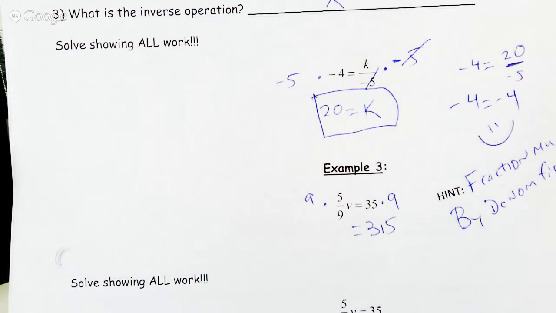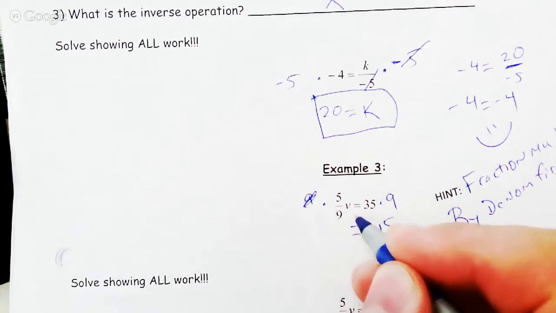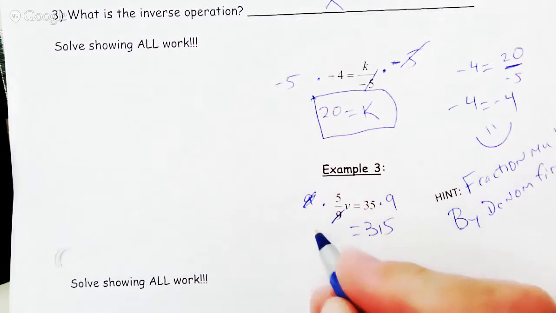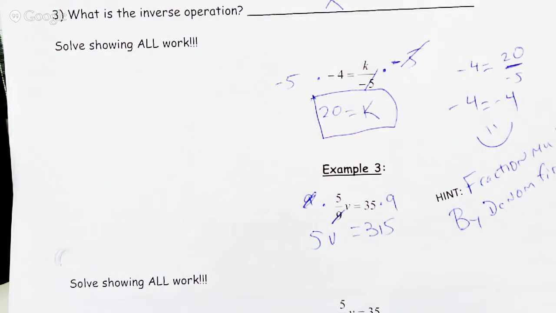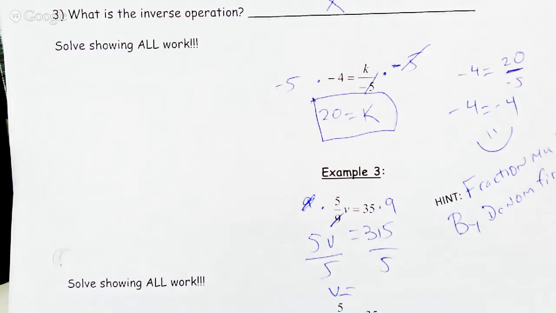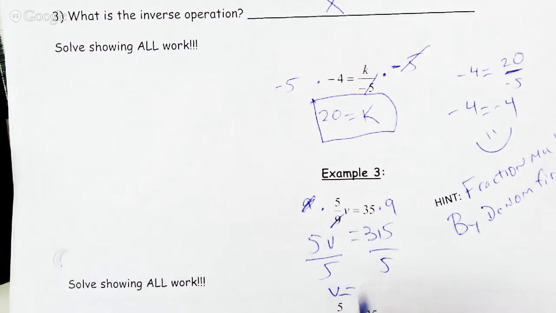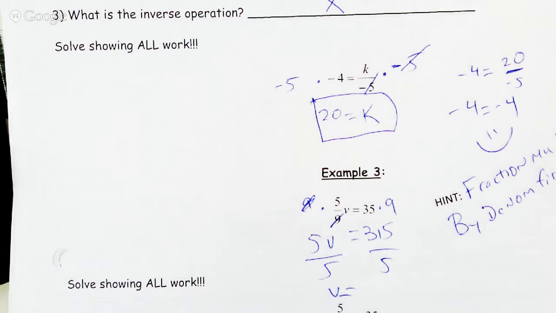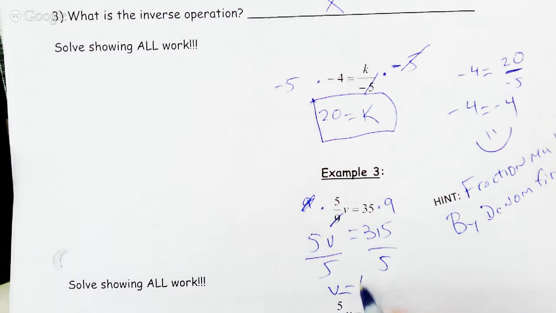Volunteer, what's left on that side? Dasani, 5V, right, because the 9 cancels out the 9. So what's left? 5V. Hallie, what's the operation between 5 and V? So what are we going to do to get rid of 5? Divide it by 5. Bam, divide both sides by 5. Great job, guys. 315 divided by 5 gives you what? I don't know that one off the top of my head. I'm going to see if I can. 63, right on. 63.